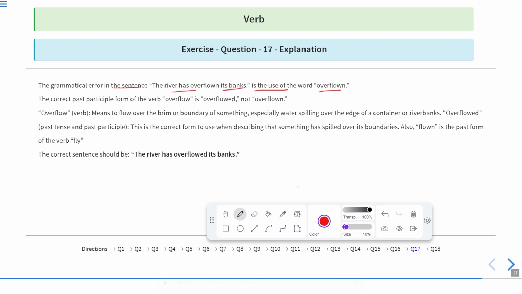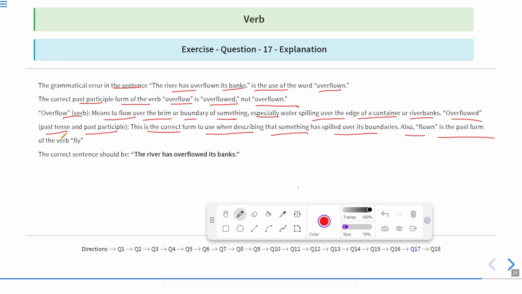So the correct explanation is: the grammatical error in the sentence "The river has overflown its banks" is the use of the word "overflown." The correct past participle of the verb overflow is "overflowed," not "overflown." Overflow means to flow over the brim or the boundary of something, especially water spilling over the edge of a container or river banks. Overflowed is the past tense and past participle.